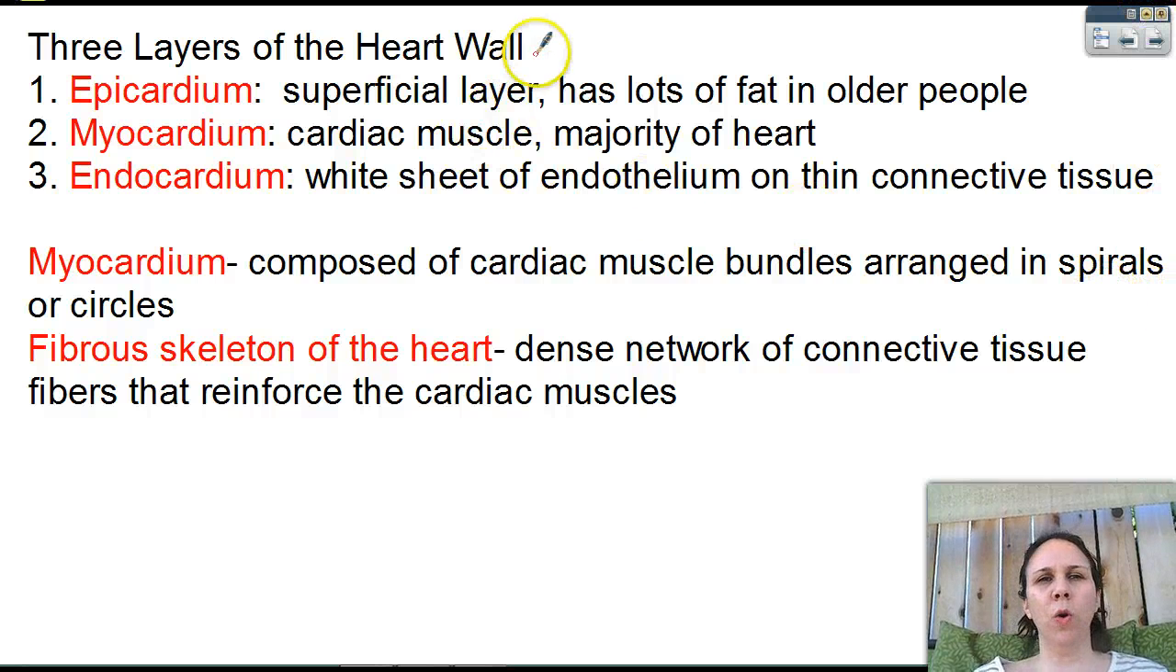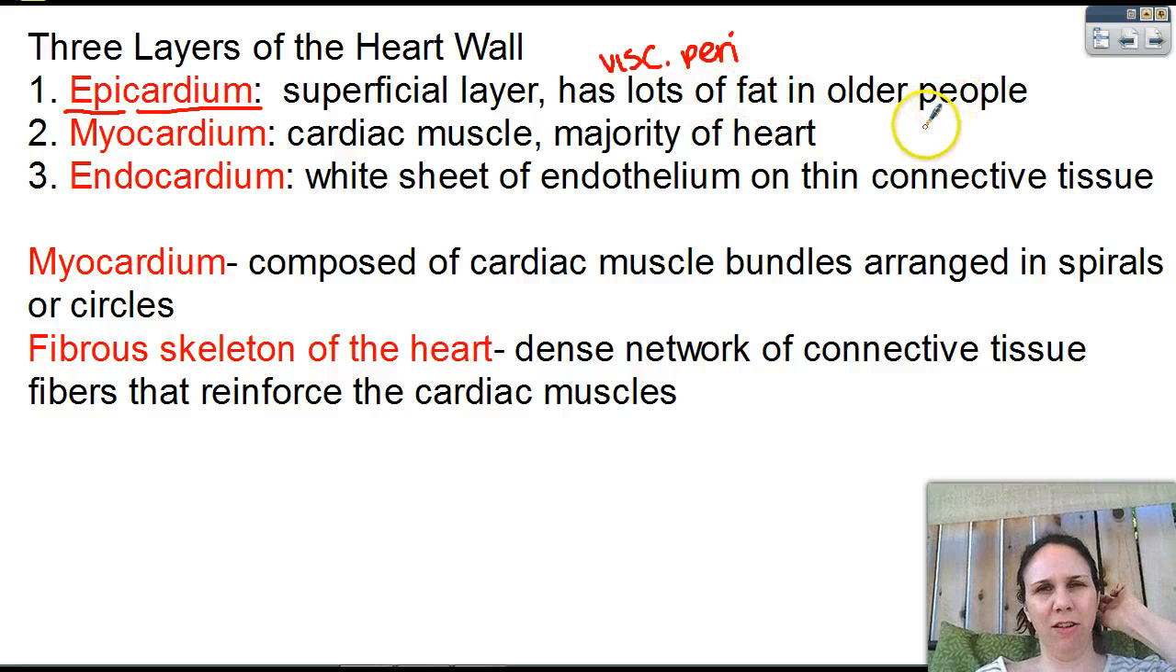So the heart wall itself is made up of three layers. If I were to take a chunk of heart and slice it and give it to you, you would see three distinct layers. You would have the epicardium, epi on top of cardium. That's the one that sits directly on the heart, otherwise known as the visceral pericardium. It's superficial to the heart, and has lots of fat in older people. Some of your cats had really fat hearts too. They were probably fed wet food all the time.